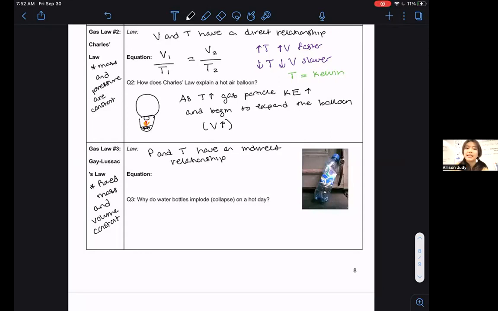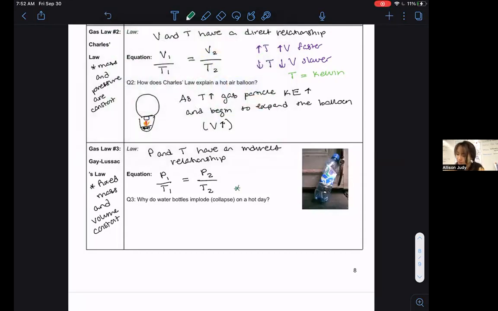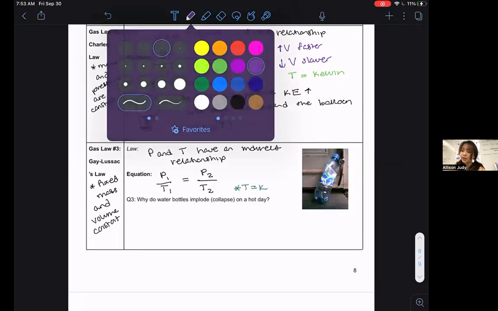So mathematically, that means that pressure in condition 1 and temperature in condition 1 have an equal ratio to pressure in condition 2 and temperature in condition 2. Again, here we see temp is measured in Kelvin. So let's put this now into language that we can understand.